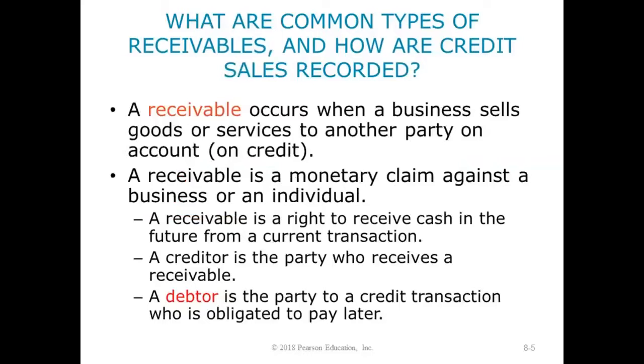And again, what I'm looking for as a business is this: I'm going to give you the sale today. I'll give you the item today in order for you to promise that you will pay me cash at a later date. So really, that's all a receivable is, a promise, or a monetary claim, and it's definitely a promise on the buyer's part that he will pay the seller back at a later date.